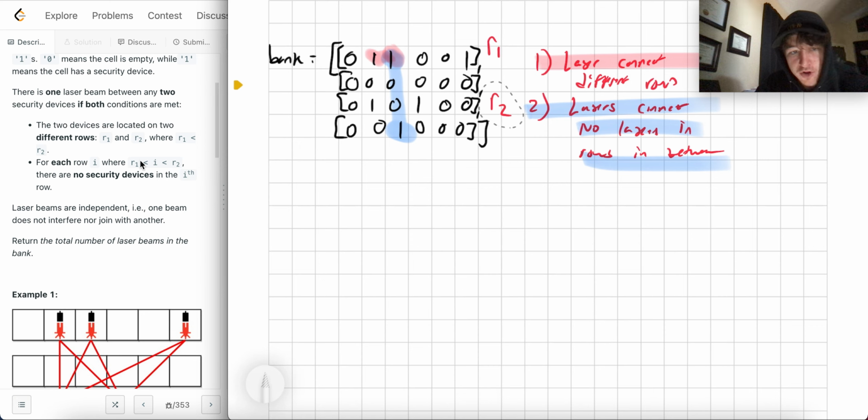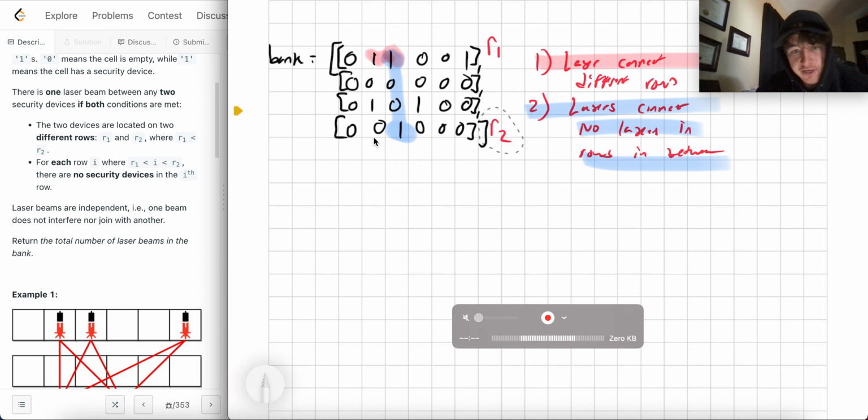That's all this second rule signifies, right? And then also, the same here, right? Or no, not here and here, right? So there's kind of both examples here. R1, R2, right? There's no lasers in the rows between. Well, there's no rows between, right? So you can always connect adjacent rows to each other because there's nothing in between.